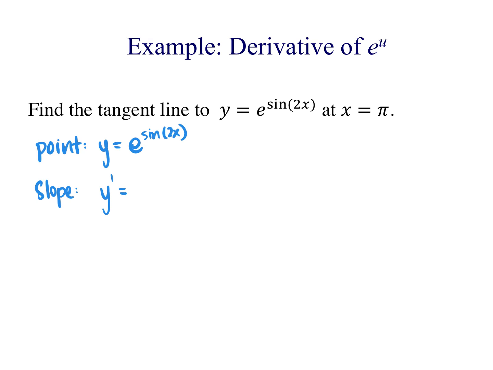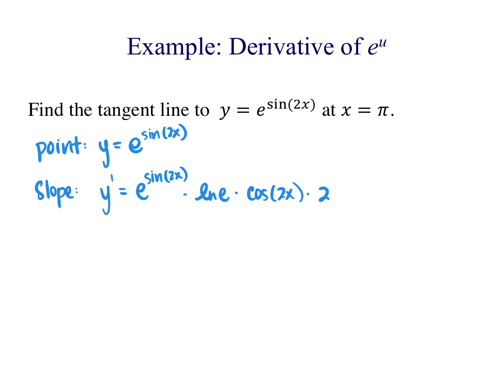Rain, how about it? e to the sine 2x times ln e, times cos 2x times 2. Okay, times the cosine of 2x, and then times 2. That's how we say it in our head, right? And then it comes out. Okay, good.